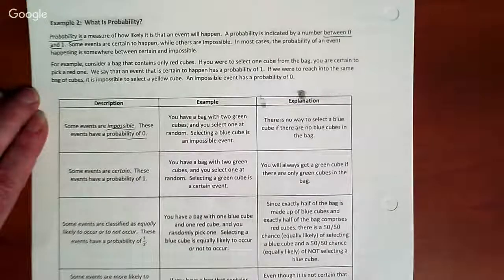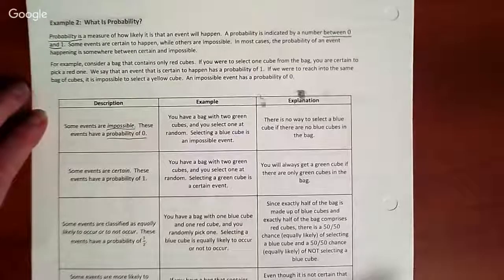Okay, so for example, you have a bag with 2 green cubes. You select one at random. Selecting a blue cube is an impossible event. There is no way to select a blue cube if there are no blue cubes in the bag. Some events are certain.